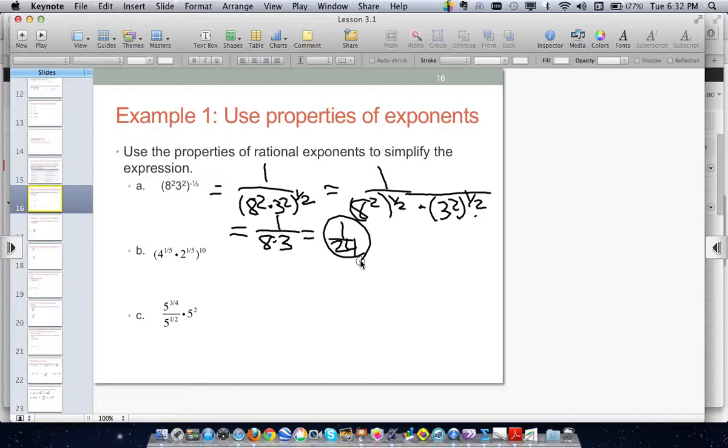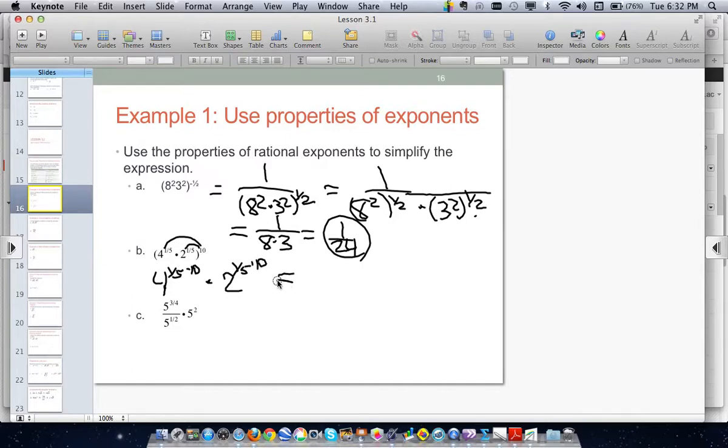All right, part 2. We have 4 to the 1/5 times 2 to the 1/5, and all of that is being taken to the 10th power. So again, using our power of powers rule, we're going to distribute that 10 to both parts of our product here. So 4 to the 1/5 times 10 times 2 to the 1/5 times 10.